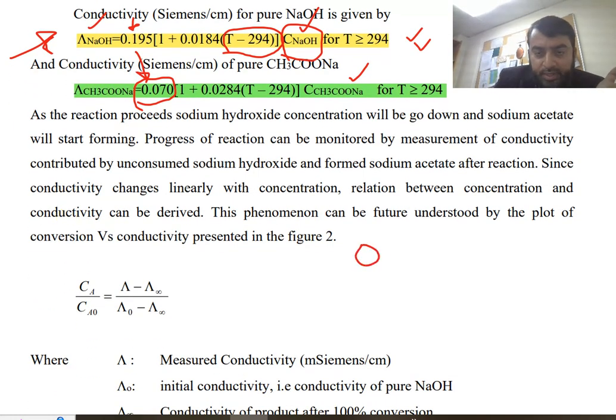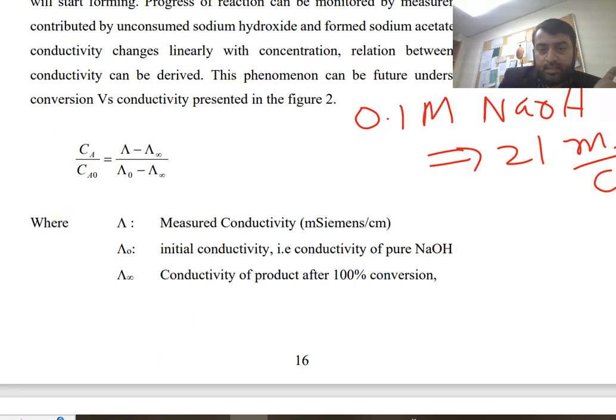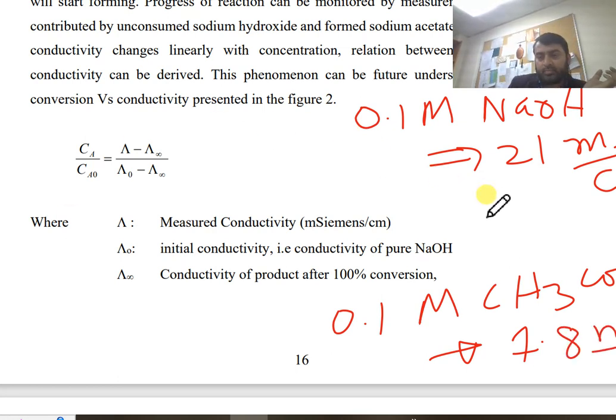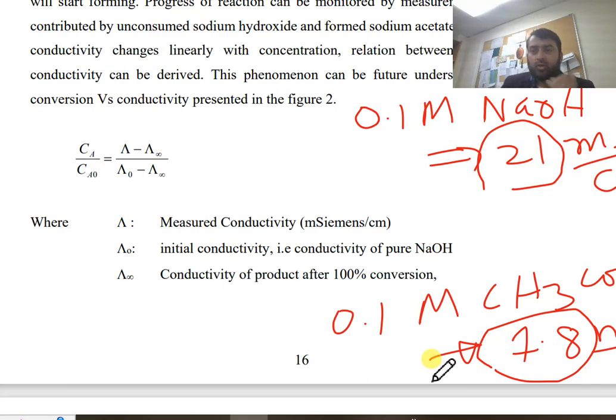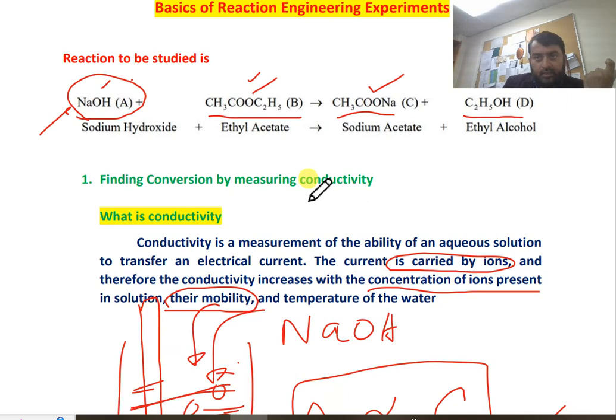For example, 0.1 molar NaOH at 25 degrees centigrade is around 21. The unit of conductivity is millisiemens per centimeter. And 0.1 molar sodium acetate at the same temperature is around 7.8 millisiemens per centimeter. So this is a big difference, 21 and 7.8. Both sodium acetate and sodium hydroxide have conductivity. Ethanol and ethyl acetate don't have conductivity.